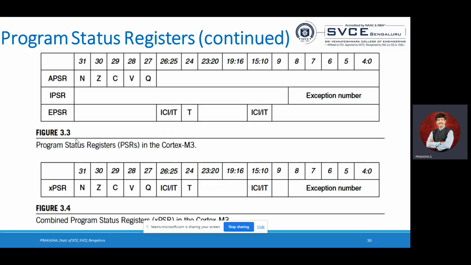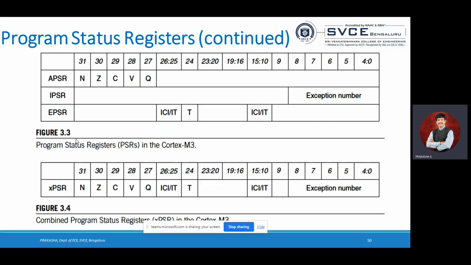assume that the input you have given is a negative number. At that time, the 31st bit, that is the MSB, will be indicated as 1. The bit will be 1. If it is a positive number, then the MSB is 0. If it is a negative number, the MSB is 1.